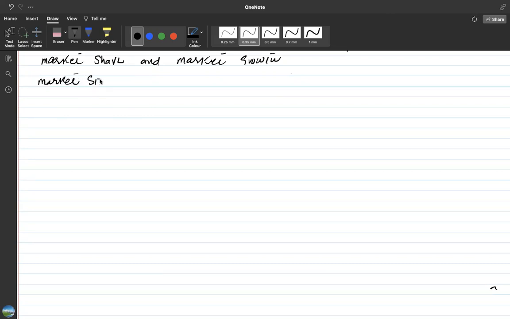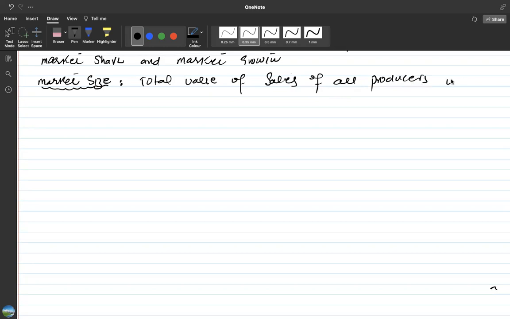Recently in a paper, the calculation of market size has also been tested from us, although this was mental maths, but still. Market size: the total value of sales of all producers within the market, within a given time period.